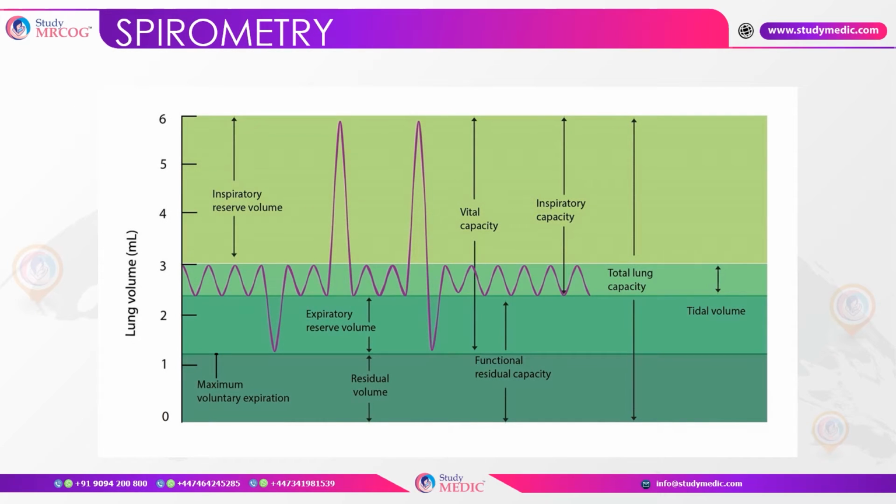And this is the spirometry graph, which depicts the various lung volumes. It starts from the inspiratory reserve volume and lower down we have the expiration, and the total lung capacity is a combination of all the volumes.